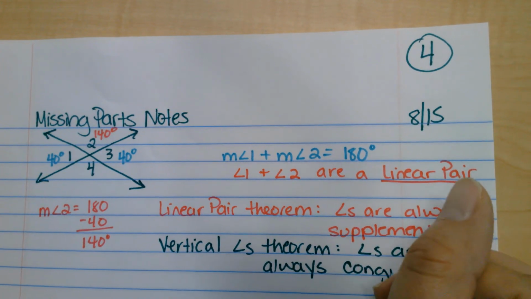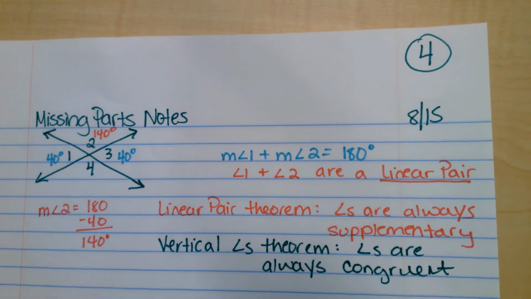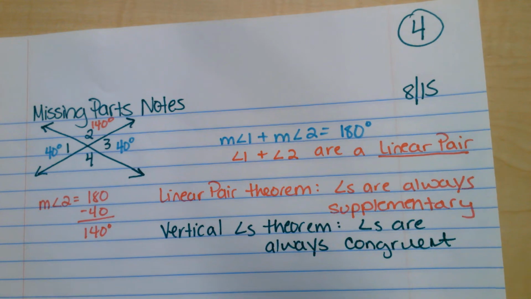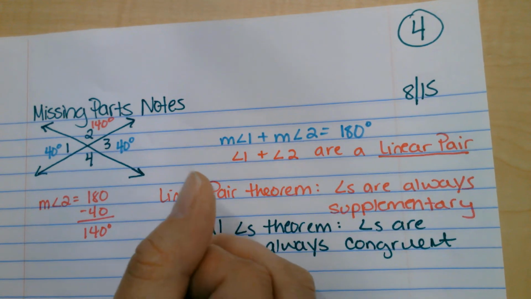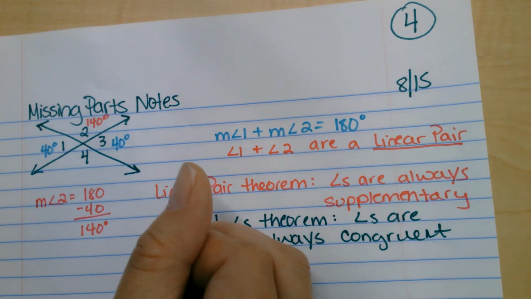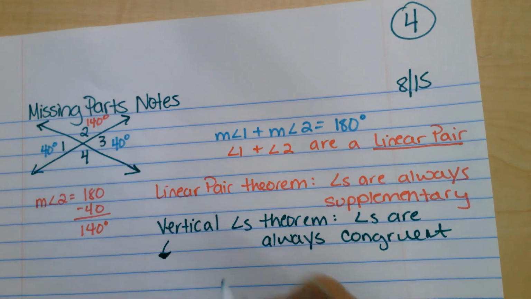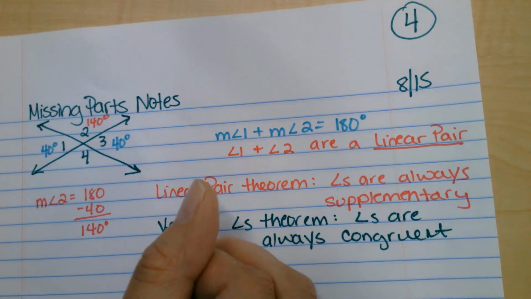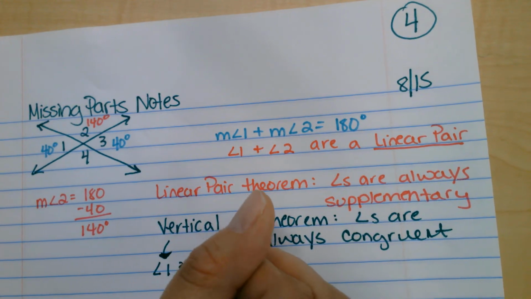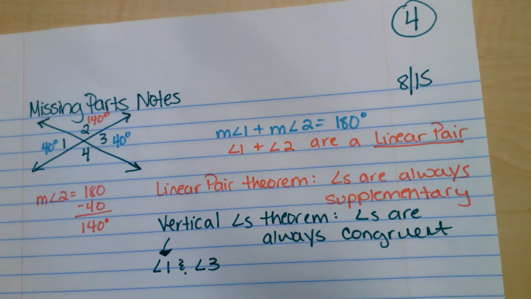Can you remind me what congruent means? Because it's been a minute since I've seen you. What does it mean to be congruent? Same, how so? So how are 1 and 3 the same? Yes, they're equal. So their measures are the same, they are equal. So angle 1 and angle 3. Then we also have angle 2 and angle 4 would also be vertical.